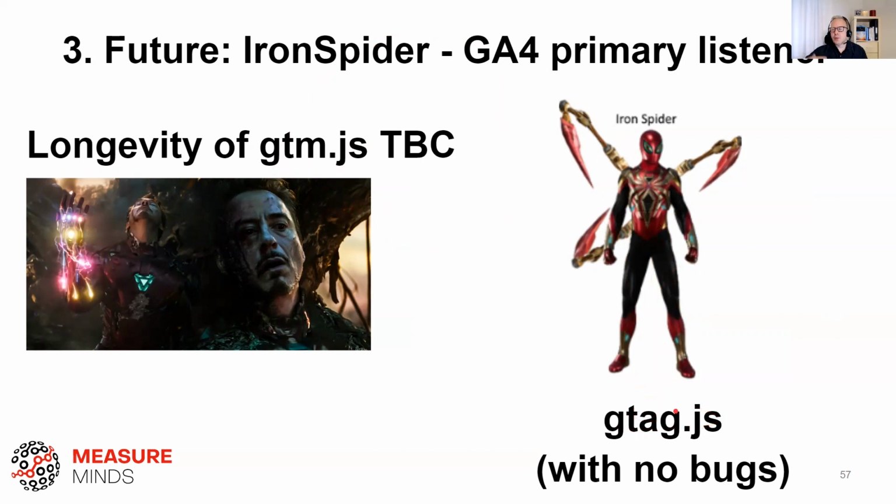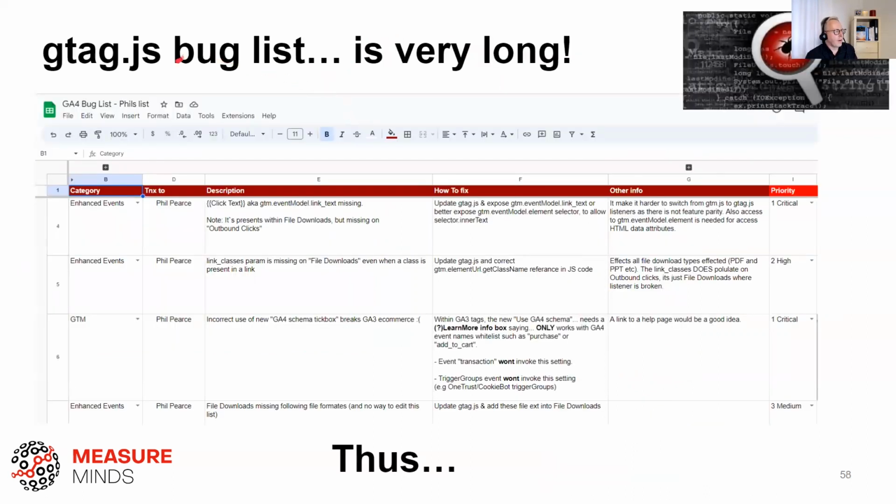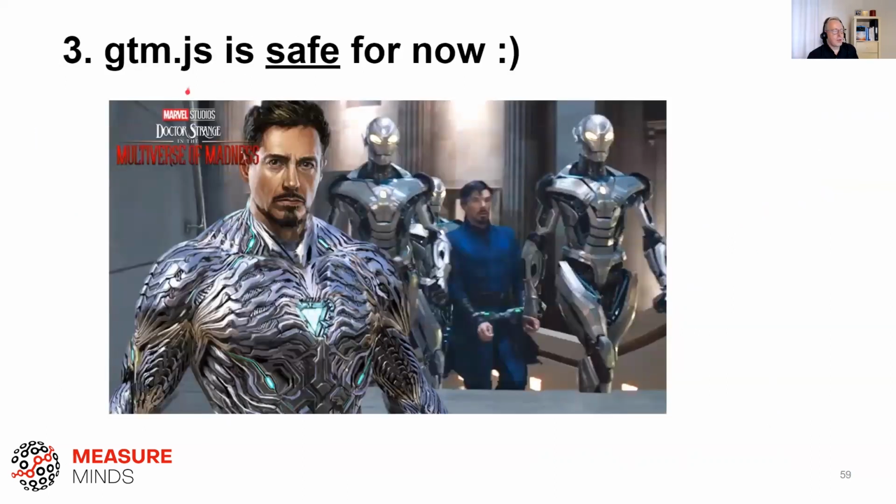Using gtag as your primary is probably at some point going to be a good solution once these bugs are fixed. However, there are still quite a few bugs to fix in gtag.js. Here's my list of at least 12, and there's a few others in there as well. So the good news for GTM, thankfully, and me being a massive GTM advocate, is GTM's not going anywhere at the moment. Phew. Tony Stark might exist in a different universe. He's not been killed off. He's going to come back, which is going to be great. Maybe as Ultimate Iron Man, we'll see.